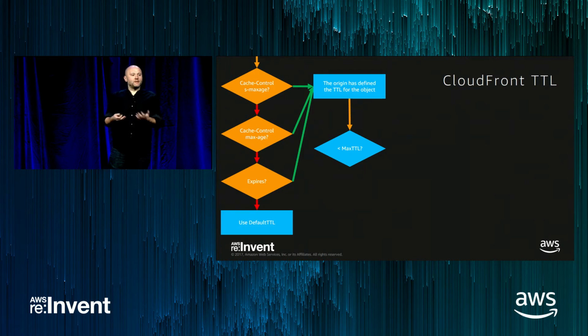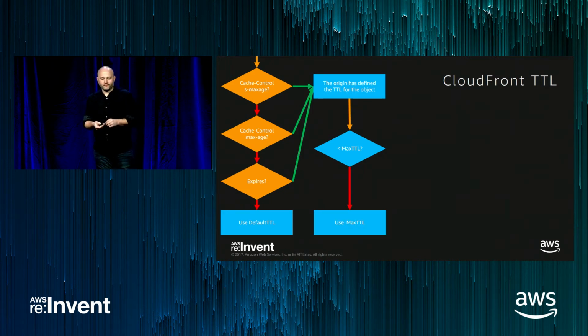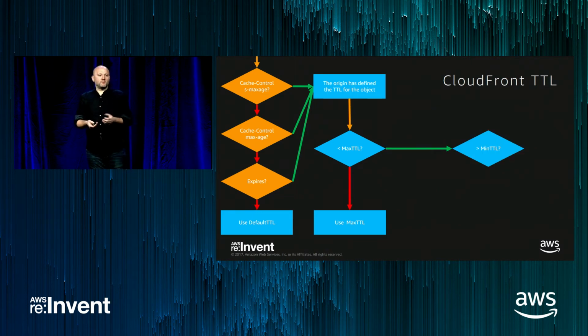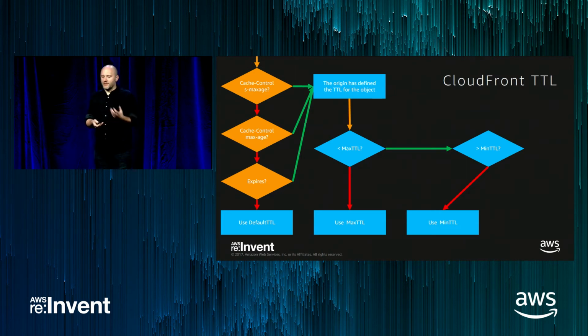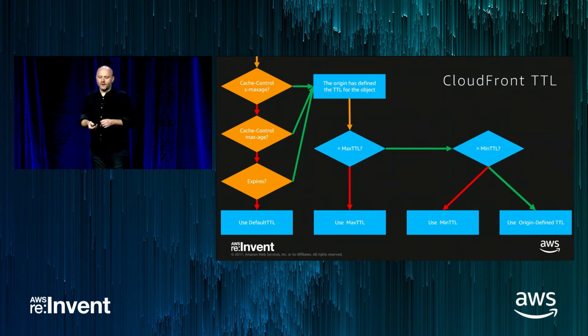So max TTL is another configuration within CloudFront. Now if the TTL that we found from the origin is actually greater than max TTL, we'll actually use the max TTL value. And similarly for the minimum TTL, min TTL, if the TTL defined by the origin is actually lower than the min TTL, we'll override that and use the min TTL. So now, once we took the constraints, the minimum and the maximum TTL, we've now defined the TTL that CloudFront is going to use in its cache.